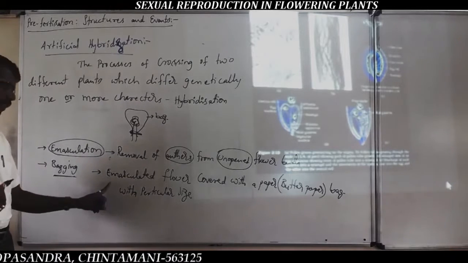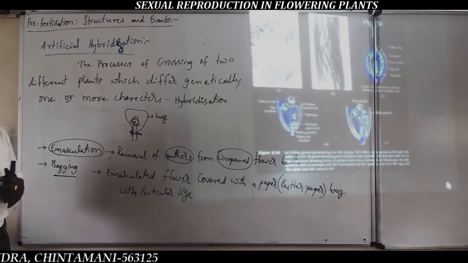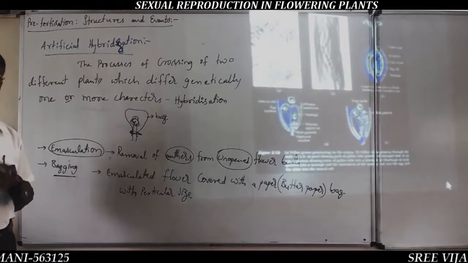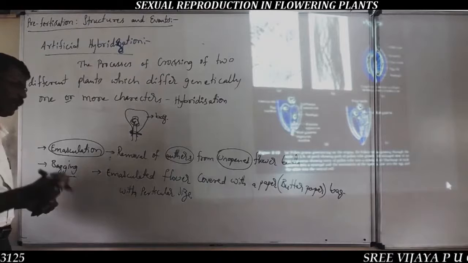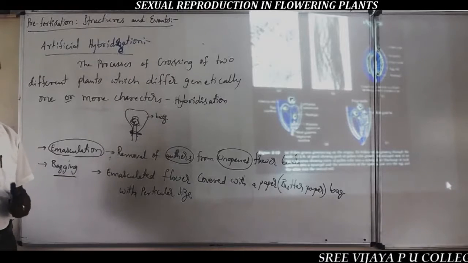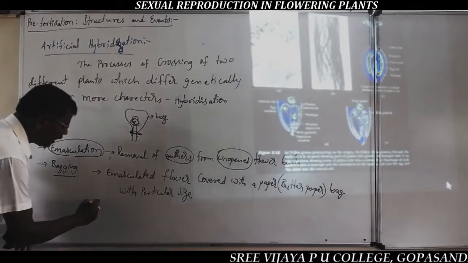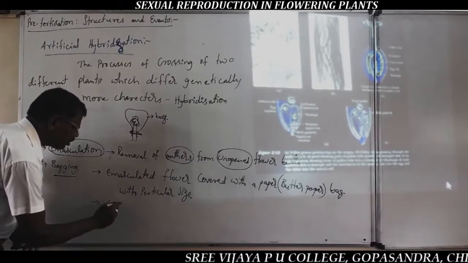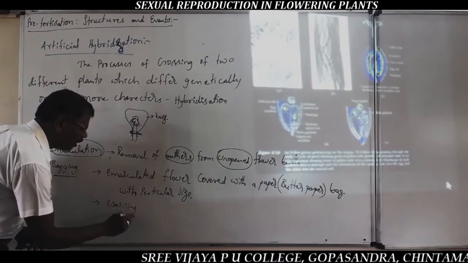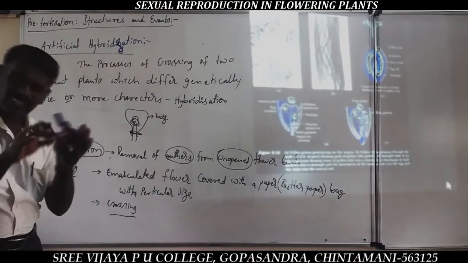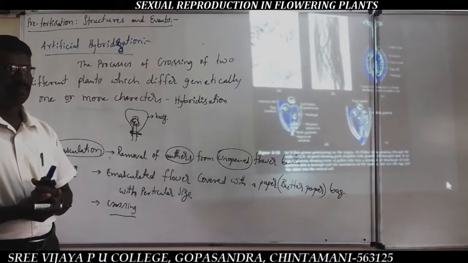Next, we collect the desirable pollen grains. Those desirable pollens we have to use for crossing. At the time of crossing, remove the paper bag and make the crossing, or pollination. After crossing, the emasculated flower is once again rebagged.